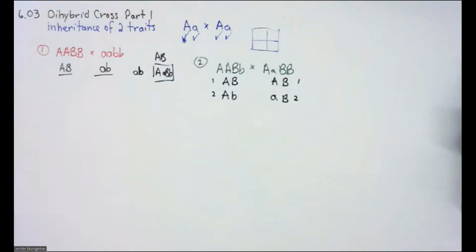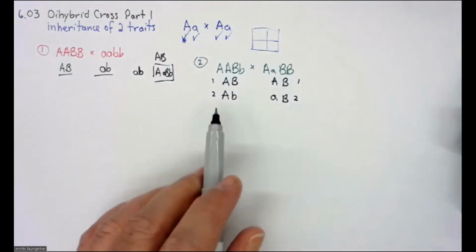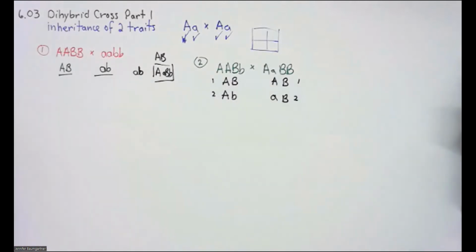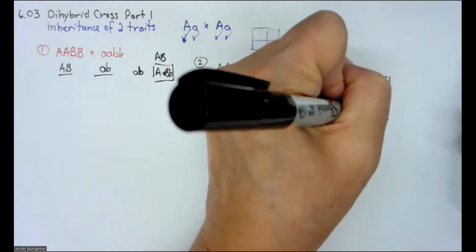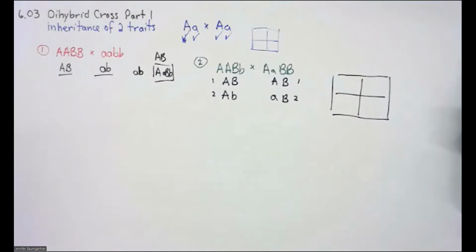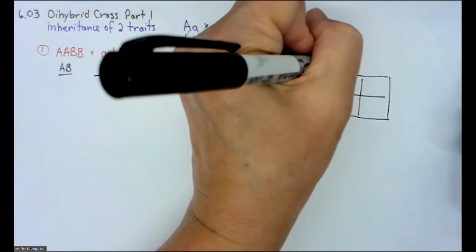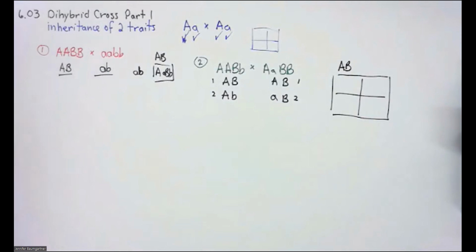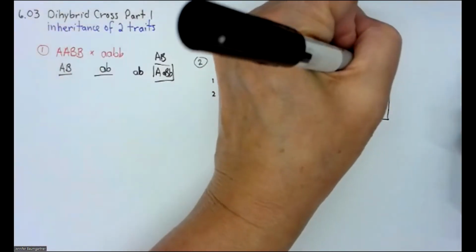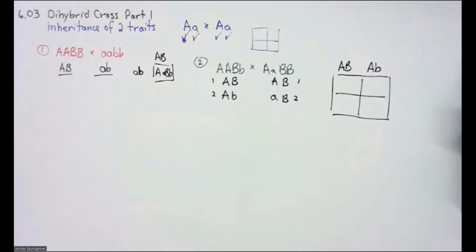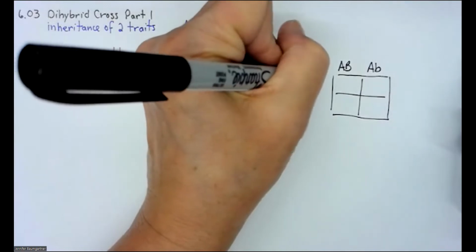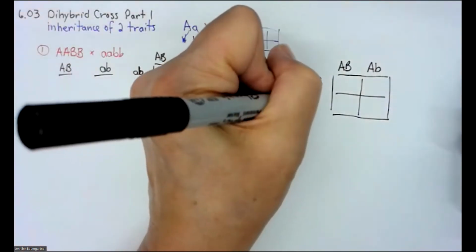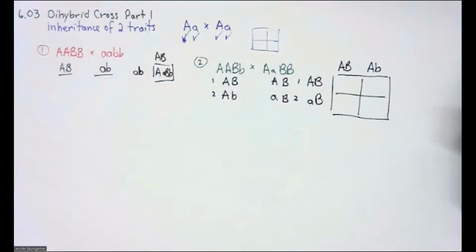So mom has 2 possible gamete combinations. Dad has 2 possible gamete combinations. So how big of a box am I going to need on this? I'm going to need a 2x2 when I do my Punnett square. So I put mom's alleles at the top, homozygous dominant for both alleles, and then a dominant and a recessive. And then conversely for dad, I have capital A, capital B, and I have lowercase a, capital B.